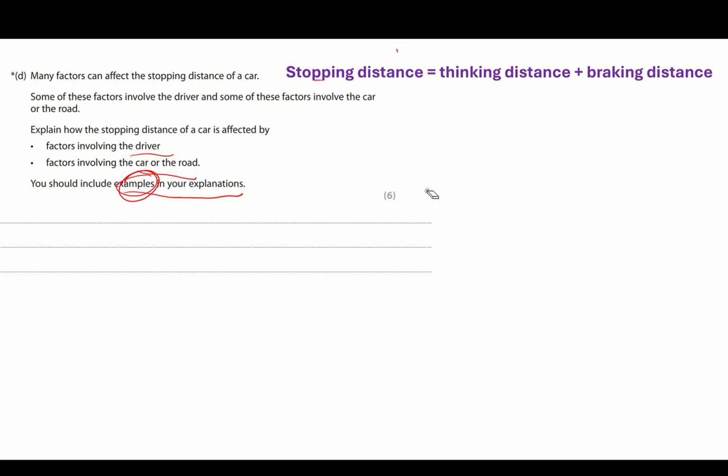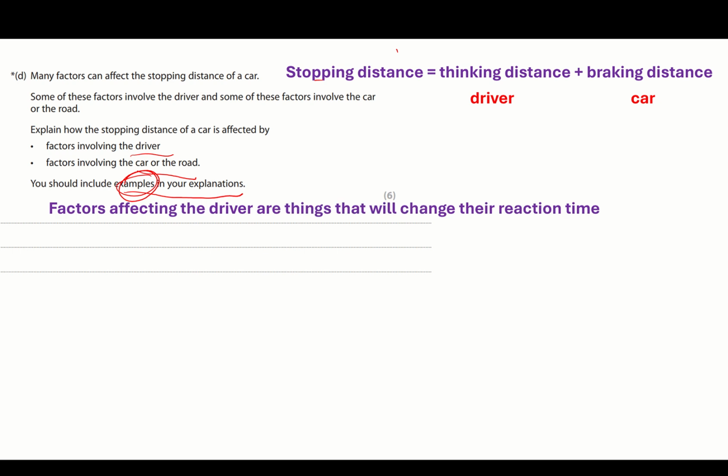State what stopping distance is. So stopping distance equals thinking distance plus braking distance. And if you wanted to, you could say, well, the thinking distance is mostly the driver. The braking distance is mostly the car. Obviously, I've said speed. The driver can change that. That'll affect both. The factors affecting the driver are the things that will change their reaction time. So we're going to talk about that. So what can they do to change their reaction time? We could then actually say the thinking distance is their speed times their reaction time, if you really wanted to show off to a higher tier level.